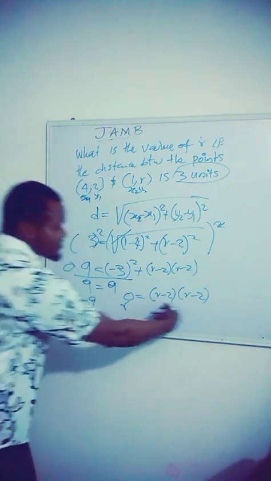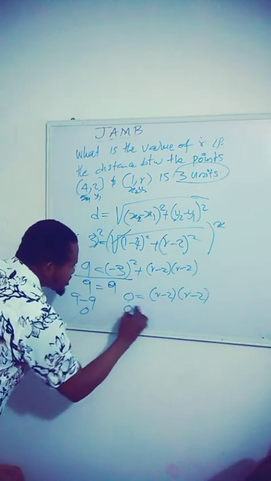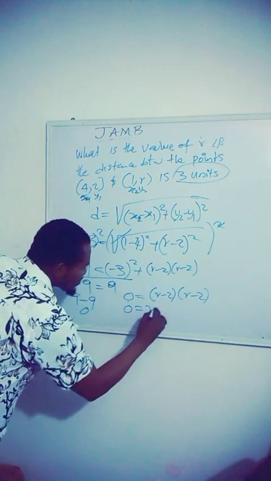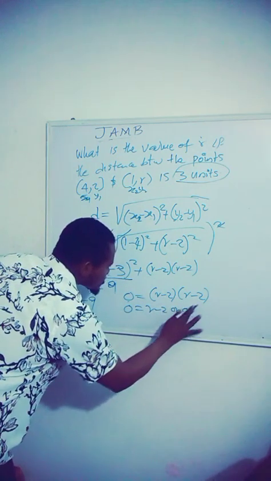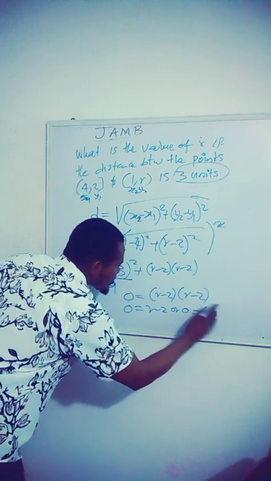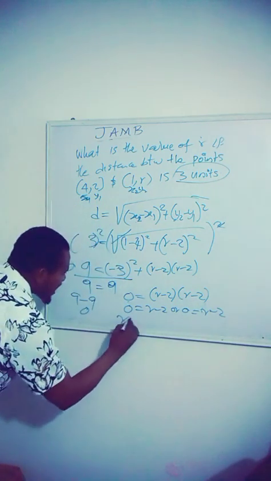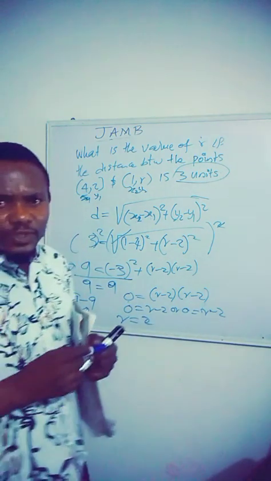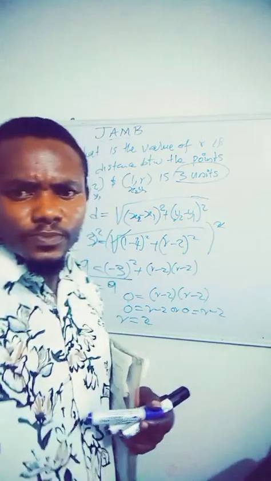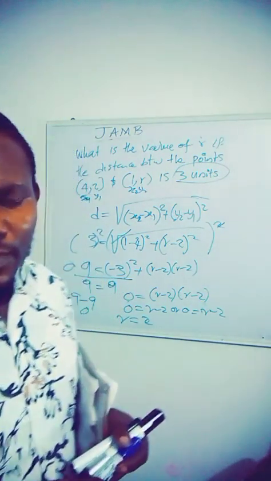I've already factored this. So you can say 0 equals to r minus 2, or 0 equals to r minus 2. So we are having, therefore, r equals to 2. There are 2 both sides. So r is equal to 2. I hope you got the flow.